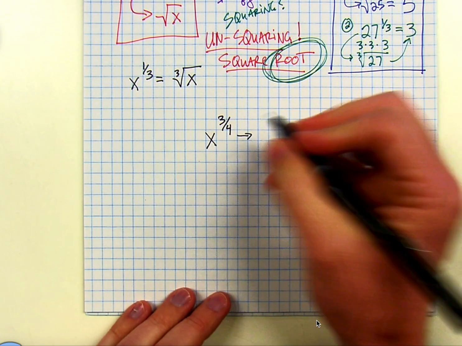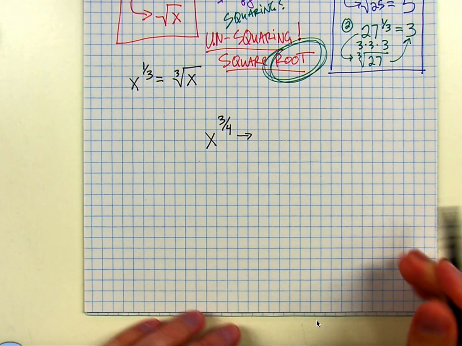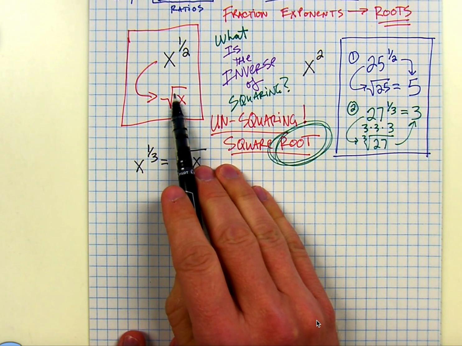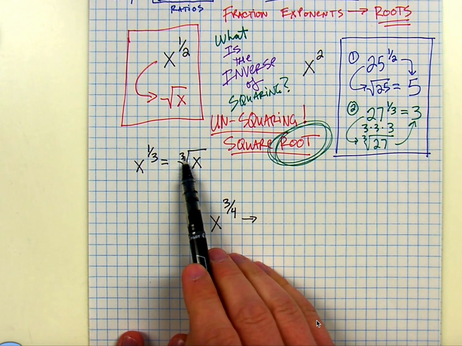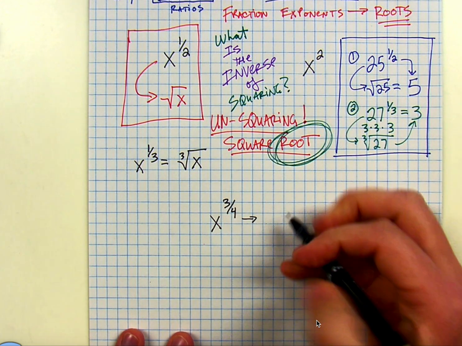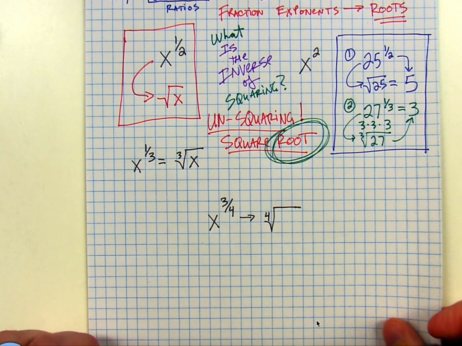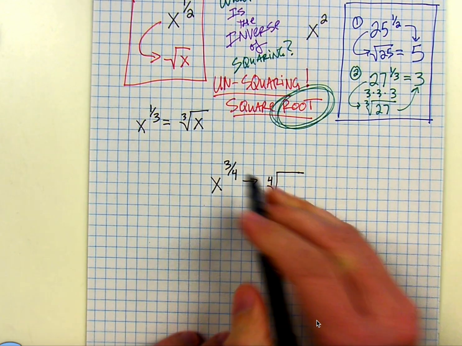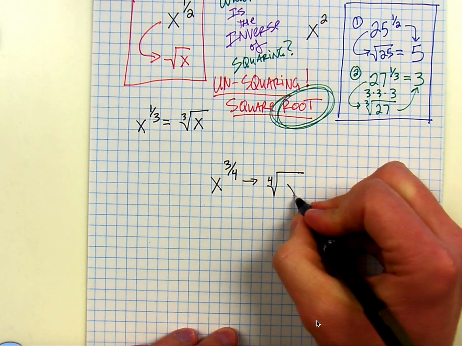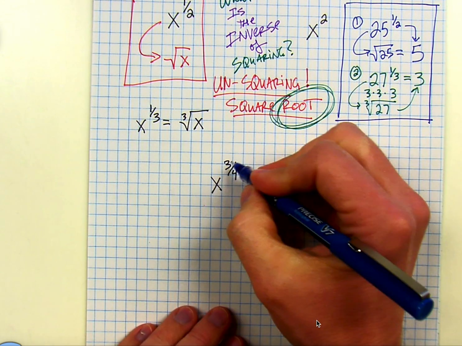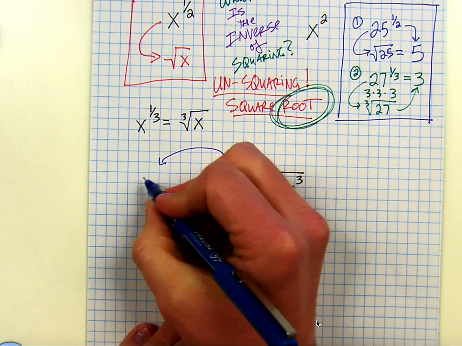is a root, and just like this 2 told us that it was a square root, and this 3 told us that it was a cube root, this 4 does tell us that it is a 4th root, but this time it's not the 4th root of x. This 3 means it's the 4th root of x cubed. Okay.